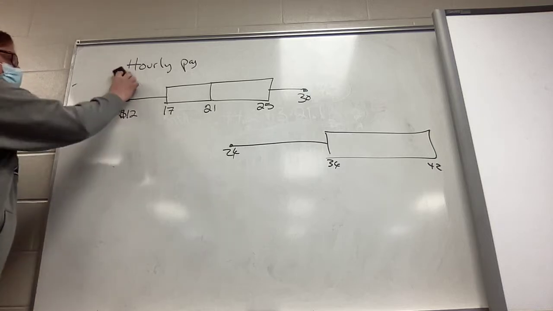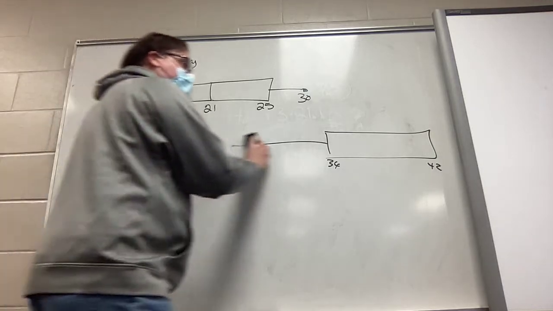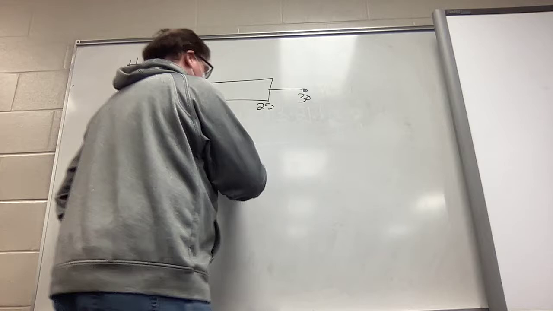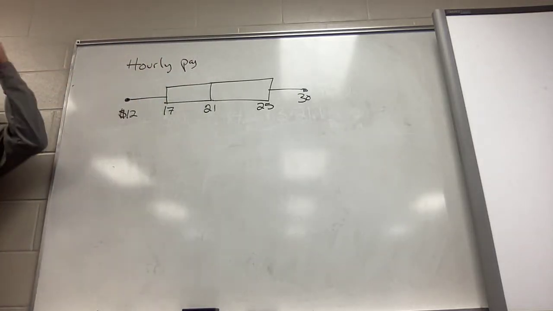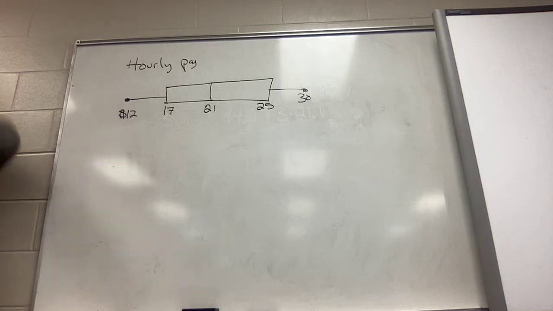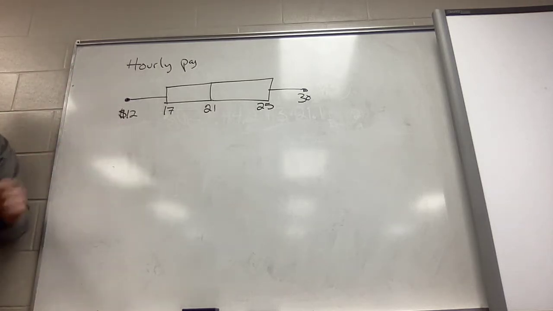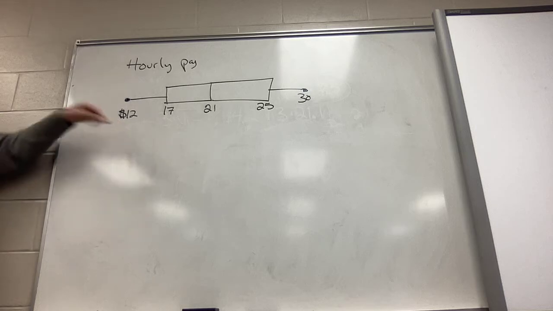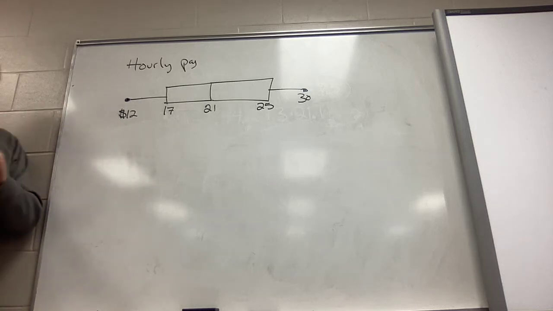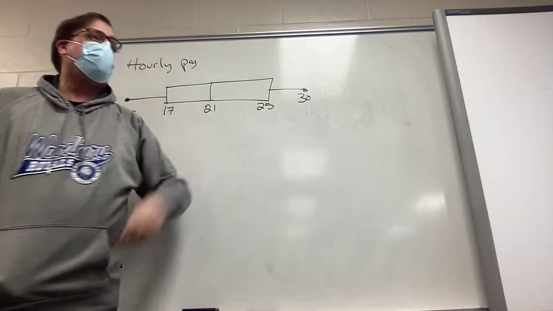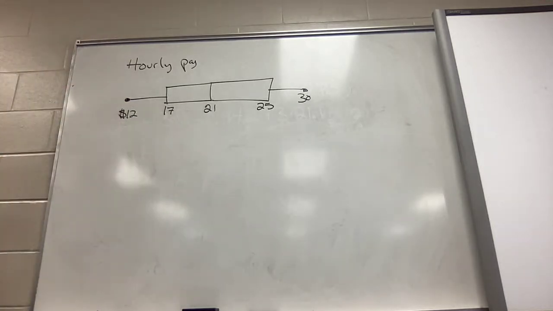So there is a company, and this company has a bunch of employees. I did the data, so you don't need a calculator, I did it for you, and found out the following. The minimum pay at this company was $12 an hour, and I decided to put this on a box and whisker plot. The maximum pay at this company factory is $30 an hour.